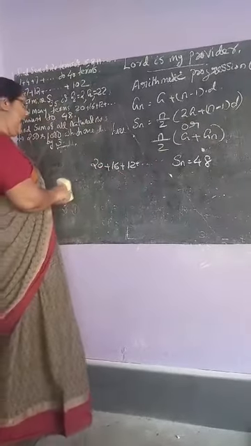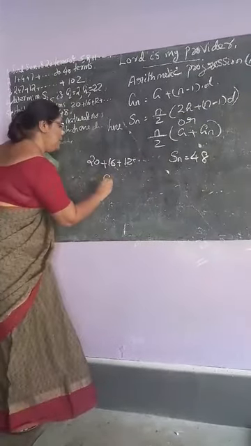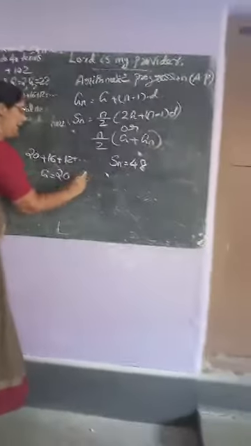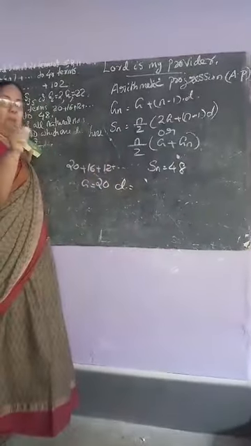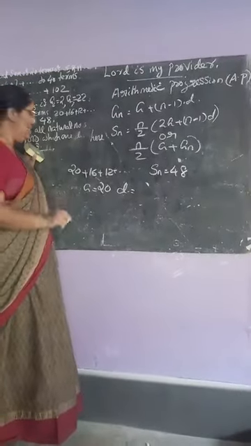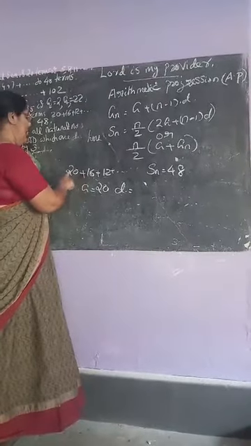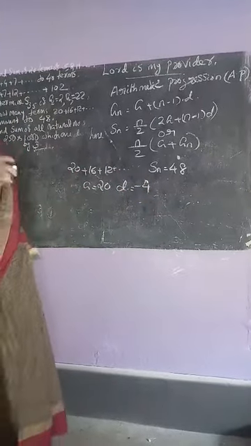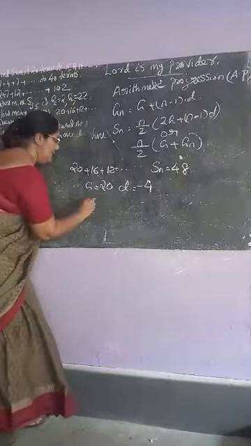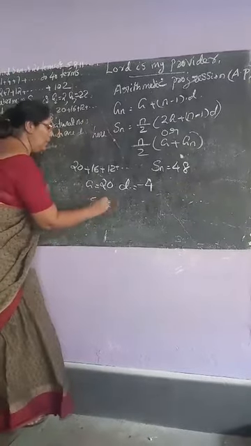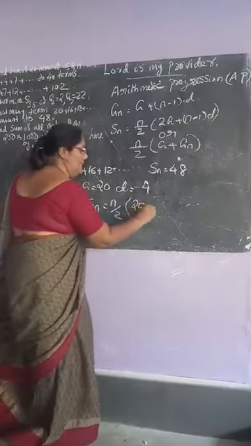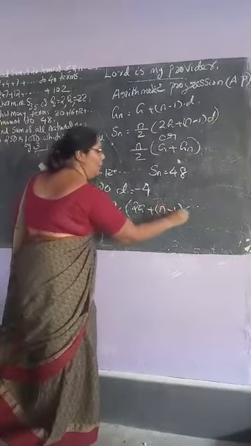What is your A? A is equal to 20. What is D? D means second term minus first term. What is the second term minus first term here? 16 minus 20, that is minus 4. Then applying the formula, Sn is equal to n by 2 into 2a plus n minus 1 into d.